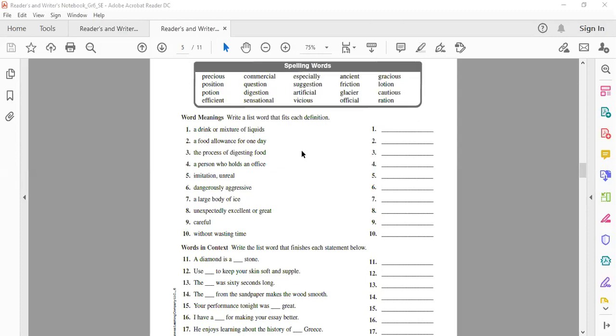Write a list word that fits each definition. Read for me the definition and give me the word, Watin. Let's see your answers. A drink or mixture of liquid. Potion. Very good. Number 2. A food allowance for 1 day. Ration. That's good.